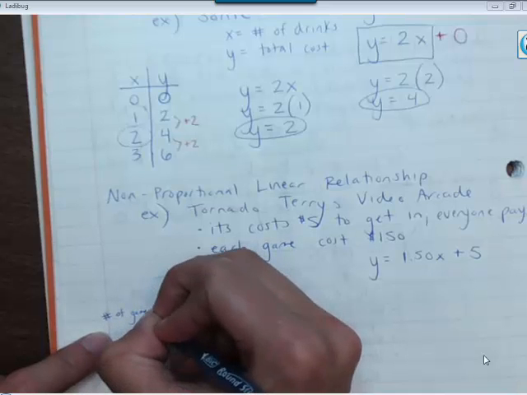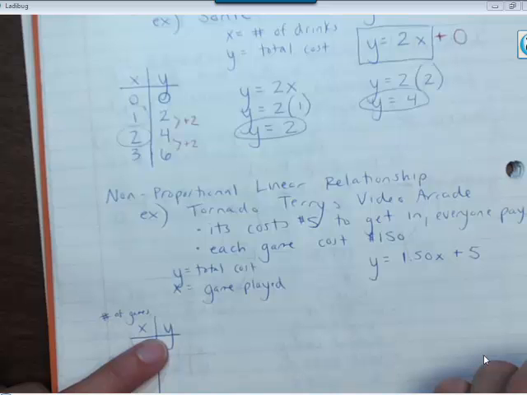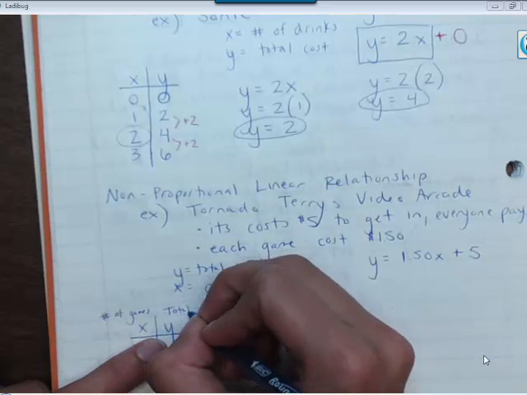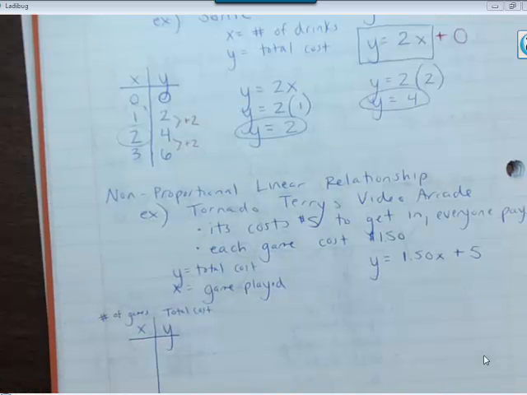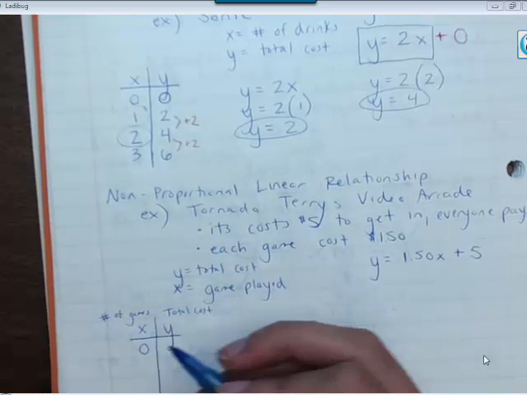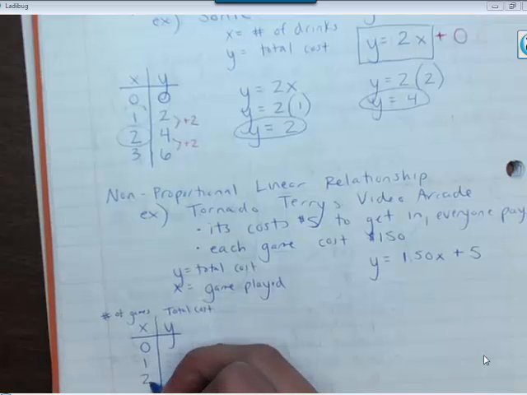And my Y represents what? Total cost. Okay, so again, we always need 0 to be my X. So 0, 1, 2, 3, and 4.